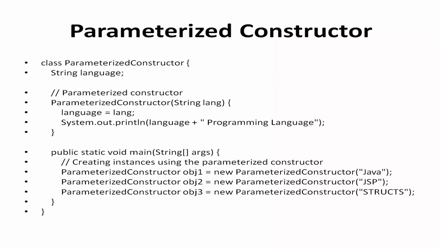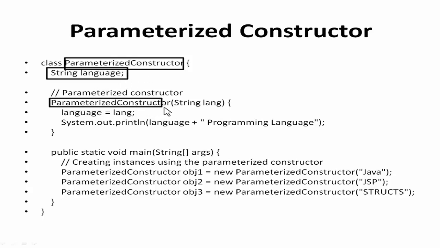So here we are going to create a parameterized constructor. The name of the class which we have given is ParameterizedConstructor, and we have given one data member, which is string language. Now we have given the same class name, ParameterizedConstructor. It is accepting one argument. So now here language equal to language. So next System.out.println, it is going to print the programming language.